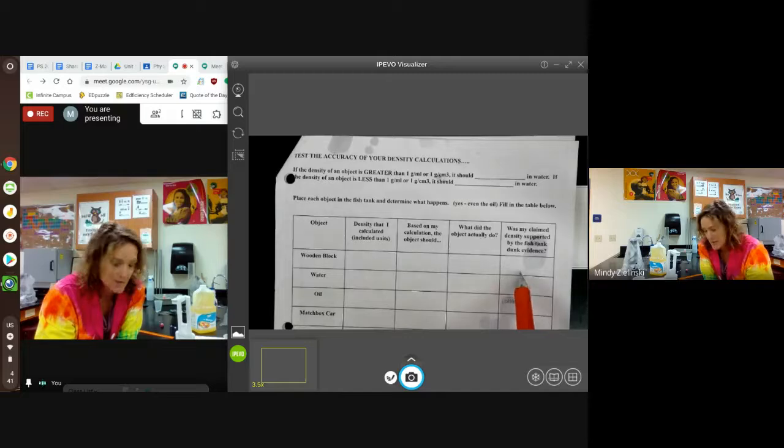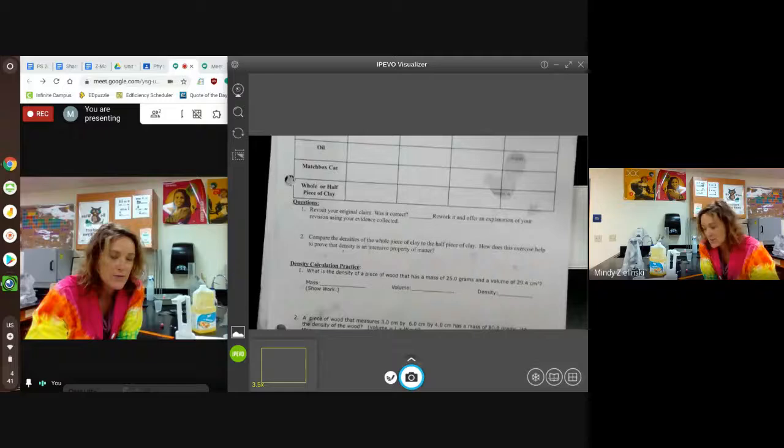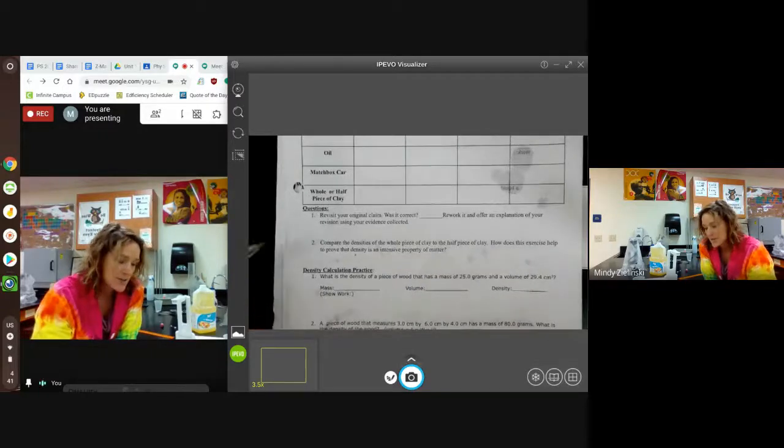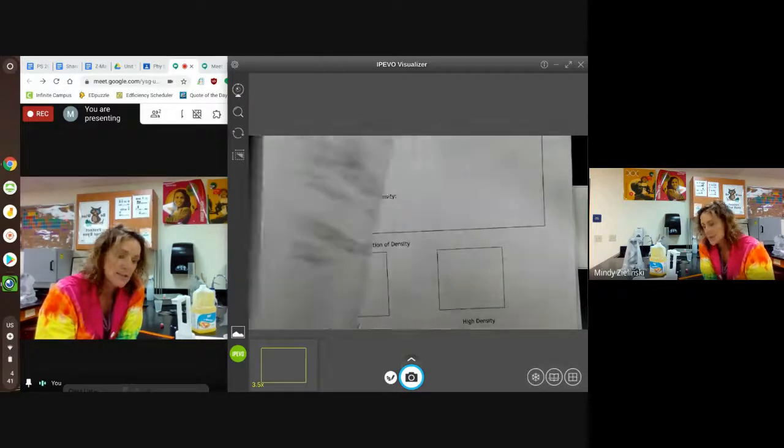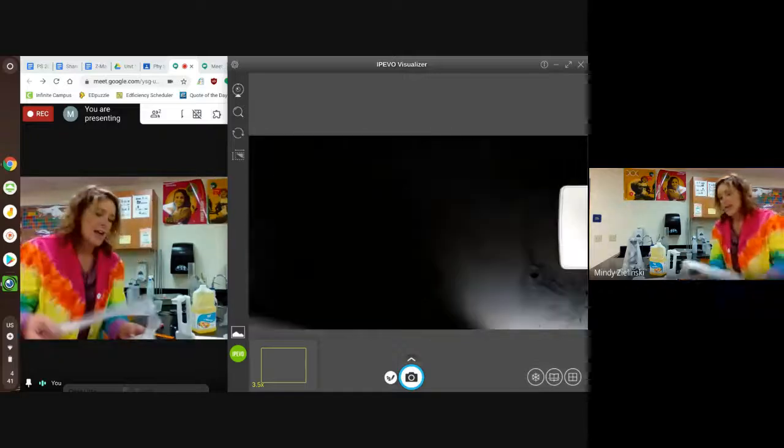Yes or no? Okay, so we're going to do this, and then eventually, for homework, you do have a good amount of homework tonight. You're going to finish these questions that go with this activity, but then do all of this density practice. So there's density calculation practice on this page and then the following.